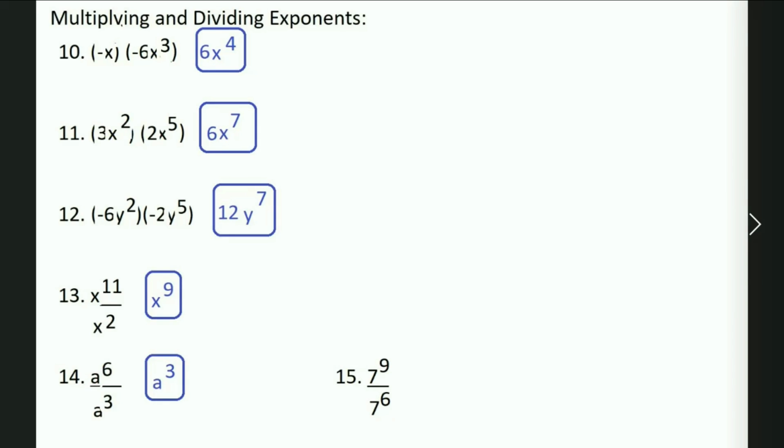Again, 1a to the 6th divided by 1a to the 3rd. 1 divided by 1 is still 1. So again, we don't need to write that 1 in front of the a. And the last part here is 7, and that's our base, even though it's not a letter. 7 is still our base, and that doesn't change. 9 minus 6 is 3, so we get 7 to the 3rd power.